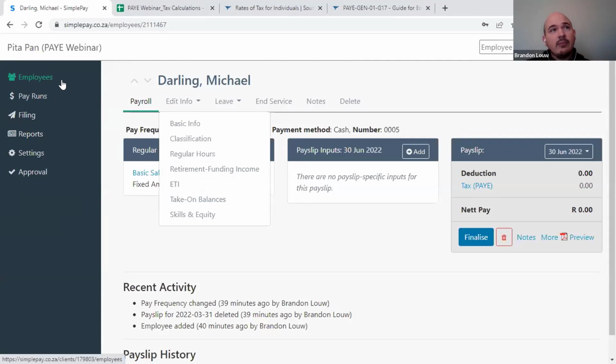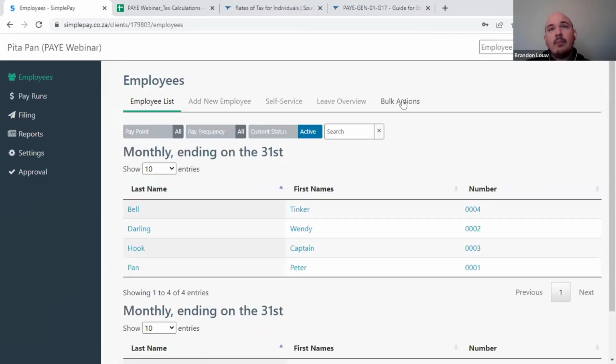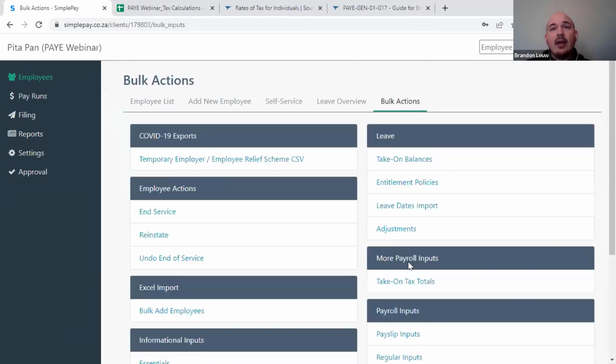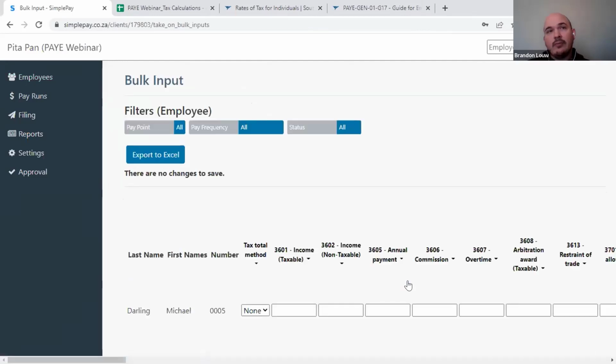To do this in bulk, you'd simply go to employees and then bulk actions. And there under more payroll inputs, we've got take on tax totals. And that's where you do it for your employees in bulk.